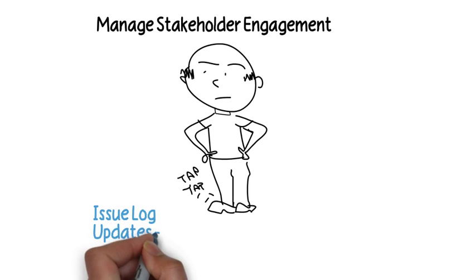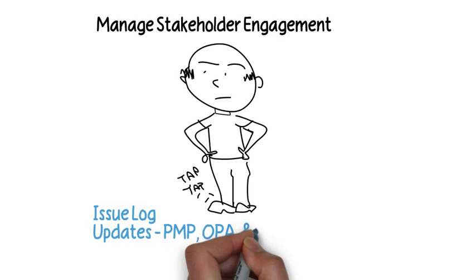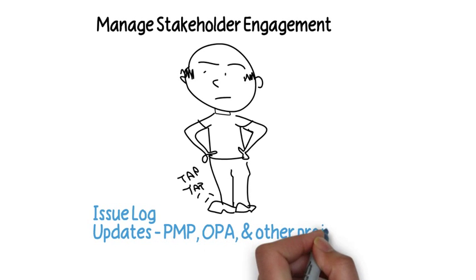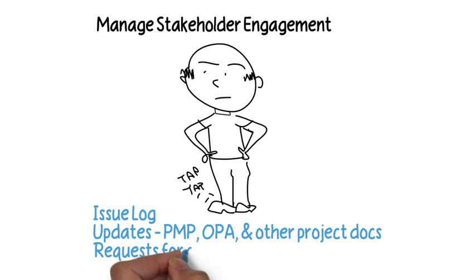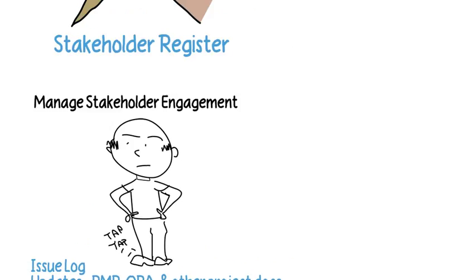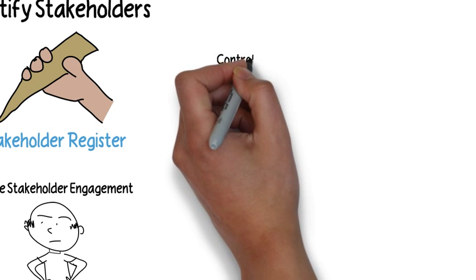And so the output would be the issues log and your updates to the plan, your organizational process assets, and any other project documentation, as well as requests for change, because things may change or need to be changed because of the information or how things work out.